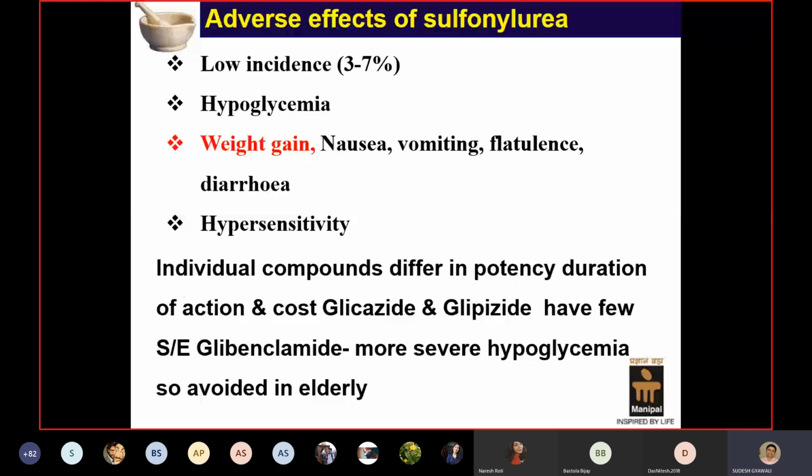Now, glicazide and glipizide have few side effects, so nowadays they are more preferred. Glibenclamide has a long duration of action, and there is more chance of severe hypoglycemia. So glibenclamide is avoided in the elderly. Nowadays it is not very commonly used. The most commonly used sulfonylureas are glicazide, glipizide, and others. Glibenclamide we don't generally prefer because it has a chance of more hypoglycemia. And remember, the longer the duration of action, the greater the chance of hypoglycemia.